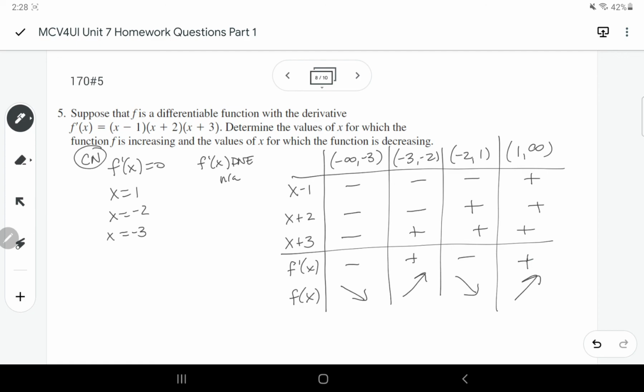So increasing would be on the intervals negative 3 to negative 2, and 1 to infinity, and decreasing from negative infinity to negative 3, and between negative 2 and 1.